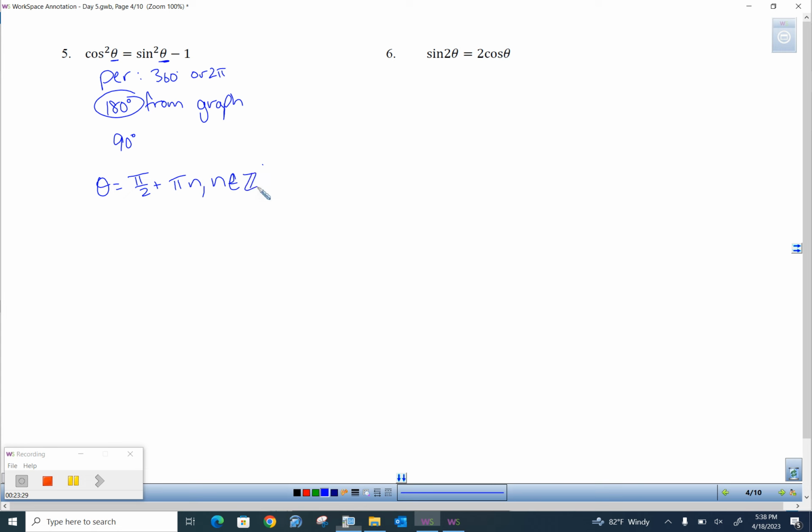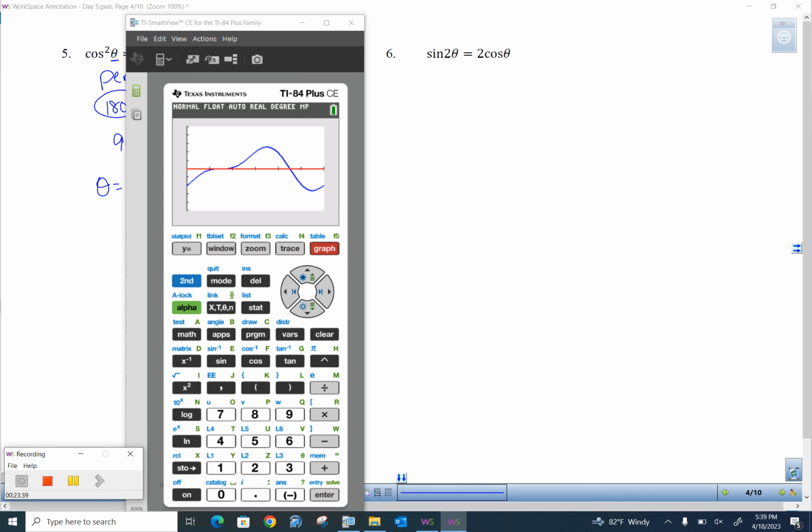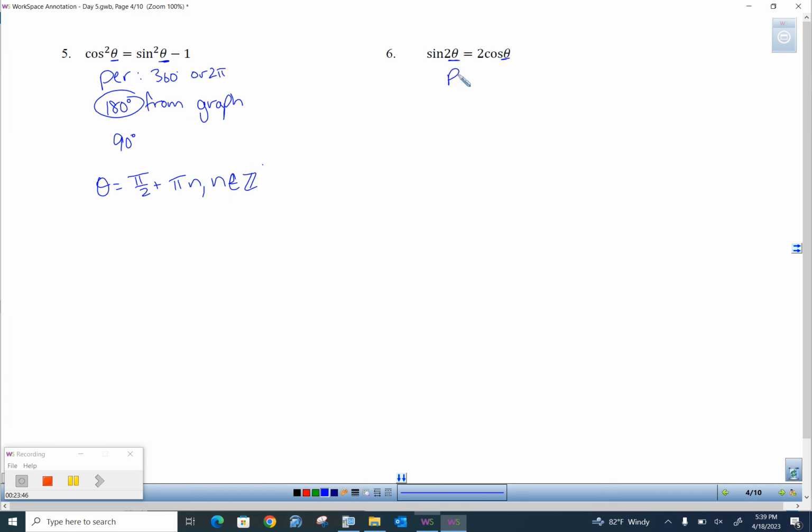Okay? I'm going to let you pause the video and try that last problem, and then we'll check them together. This is another graph where you may want to adjust the window. When we talk about this equation, the period could be 180, or it could be 360. So we're going to start with the larger one.